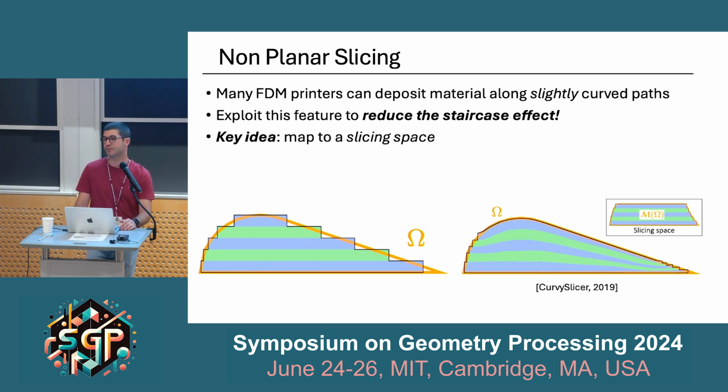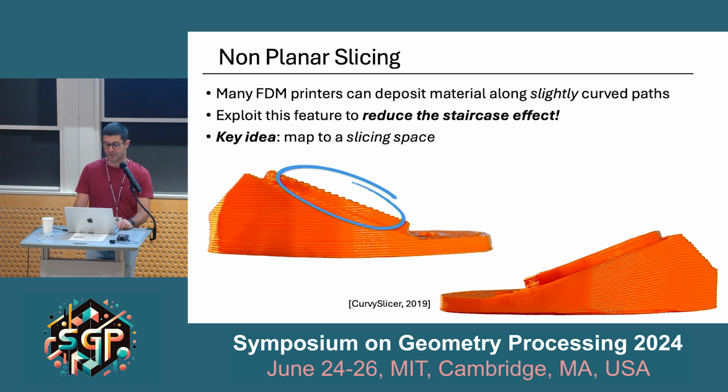The major difficulty in doing this is, first of all, to make sure that the fabricability constraints are preserved when you move to your slicing space. Here you can see a concrete example of a staircase effect using classical slices, and the same geometry with curved slices, which nicely aligns with the geometry.